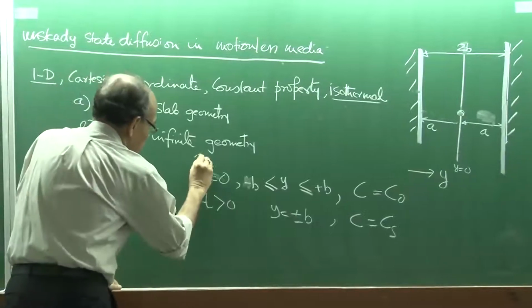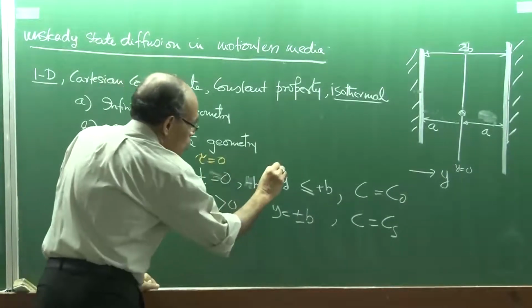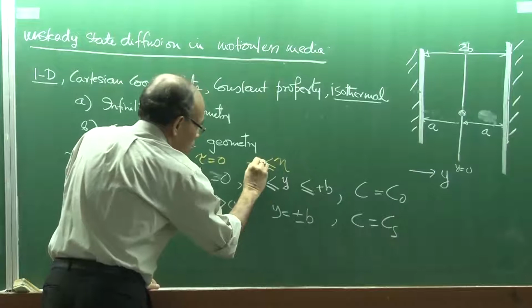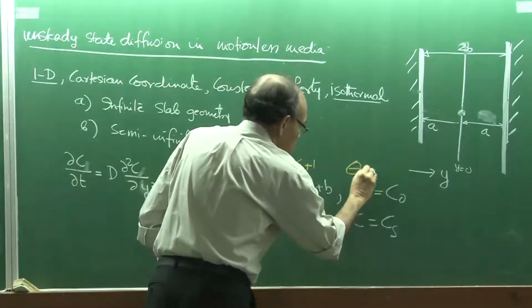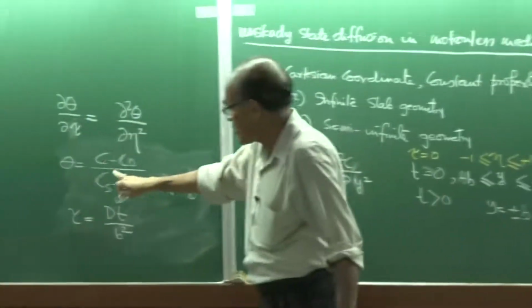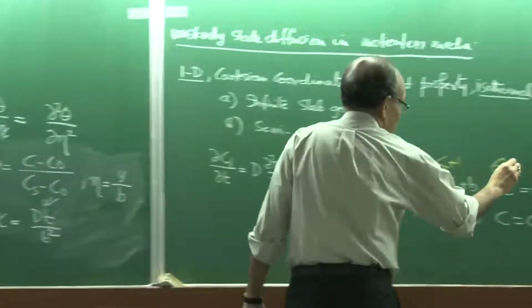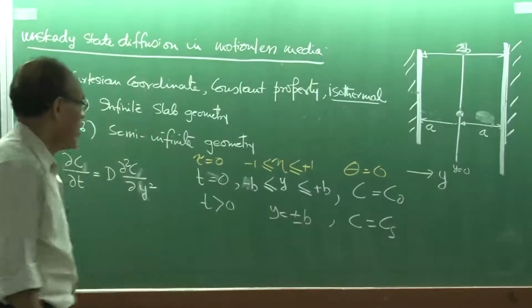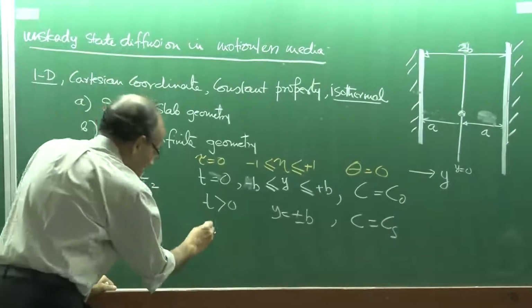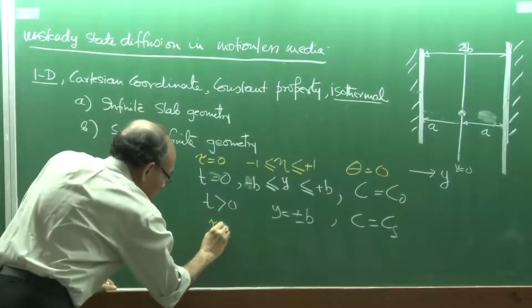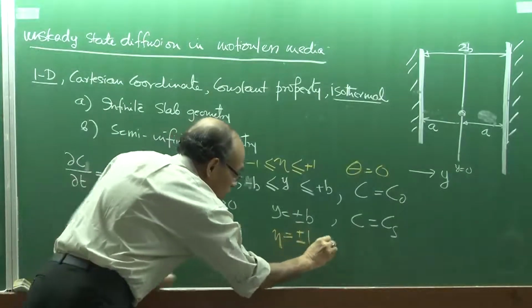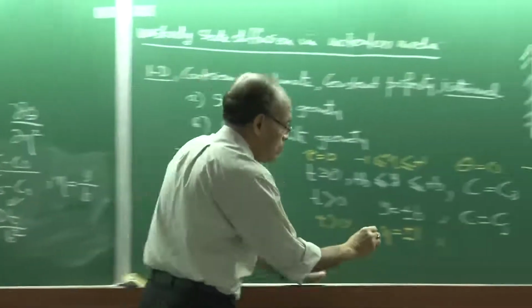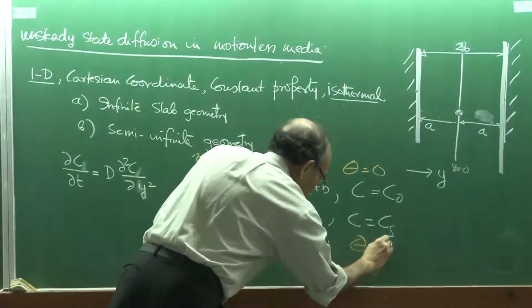So, therefore, the transformed condition becomes, I can write with a yellow chalk: tau is equal to 0 for all values of eta from minus 1 to plus 1, and theta is equal to, as you see, theta is this. So, C0 minus C0, so theta becomes equal to 0. And the boundary conditions, again I write with yellow chalk: tau greater than 0, eta equal to plus minus 1, and C is equal to Cs, and if I put Cs, this becomes 1. Theta is equal to 1.